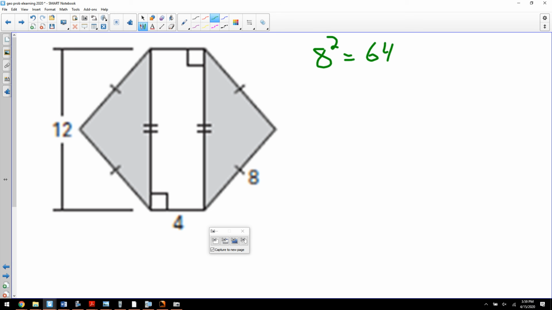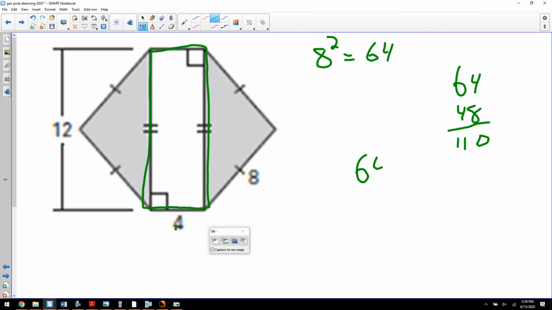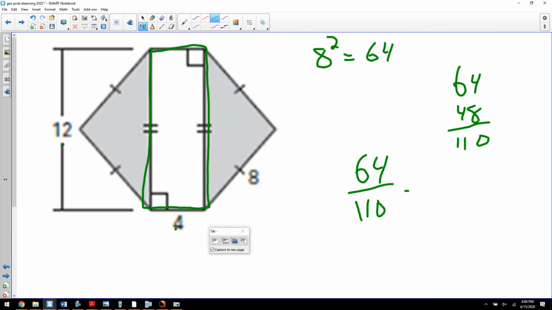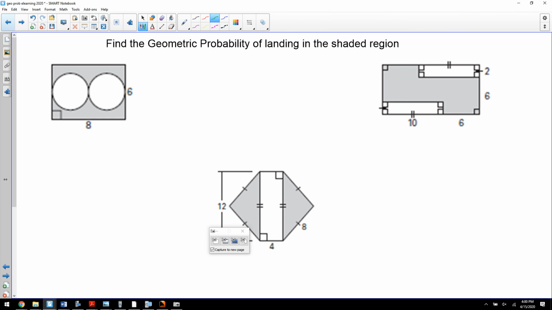The total area would be the 64 plus this rectangle that's in the inside, 4 by 12, which is 48. So I have to add 64 and 48, and I'm going to get 110. So my shaded region probability is 64 over 110. Okay, 32 over 55.